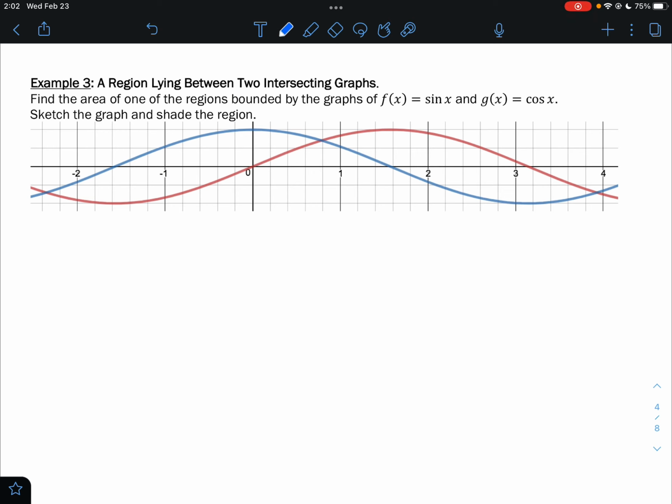Example 3, a region lying between two intersecting graphs. So here we are again. It says to find the area of one of the regions. So sine and cosine, there's infinitely many regions between them. We just want to find the area of one of them. You can use that one, or you can do this one over here. It doesn't matter. I'm going to do this one here.